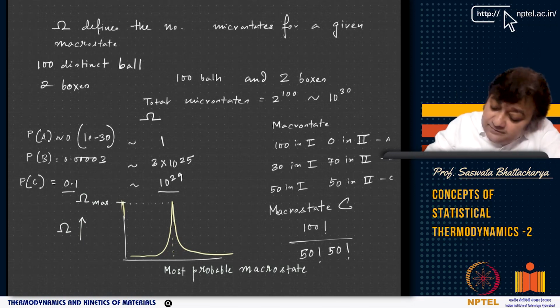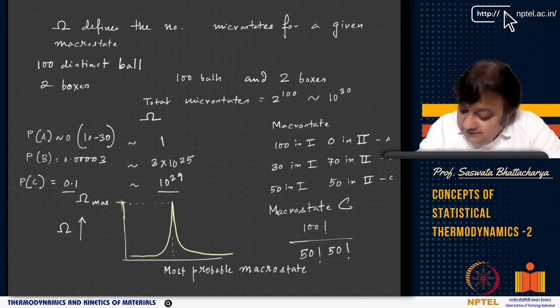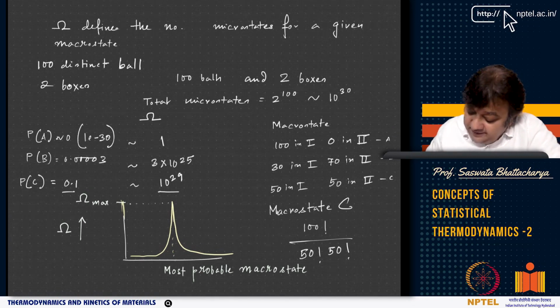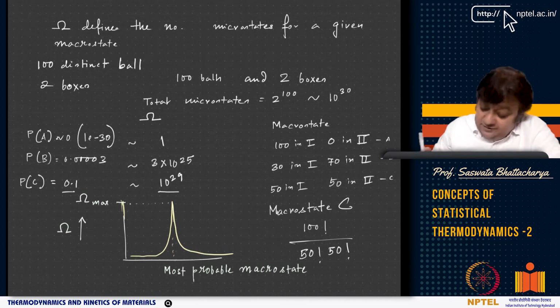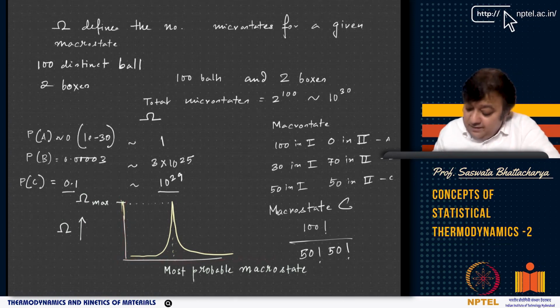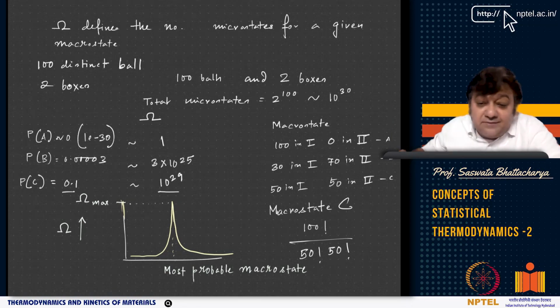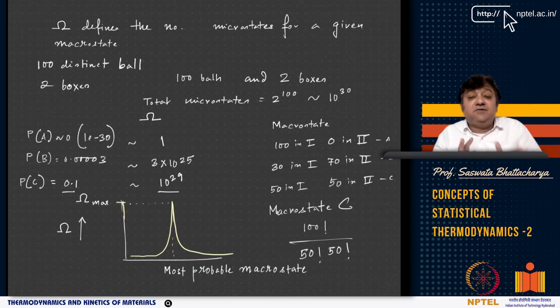There are only 2 boxes, and this corresponds to a combination formula, which is called 100C2. I'll come to that. But what I want to show here is that if I plot omega on the y-axis against the macrostates, obviously the most probable one is C. You can also consider many other macrostates, and you will see that the most probable one is where you are equally sharing the balls, 50 and 50.